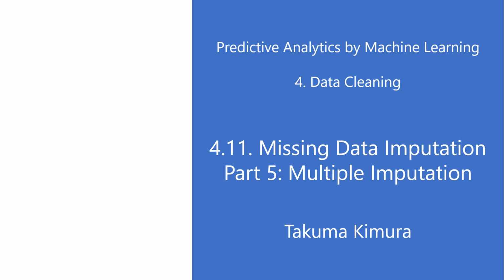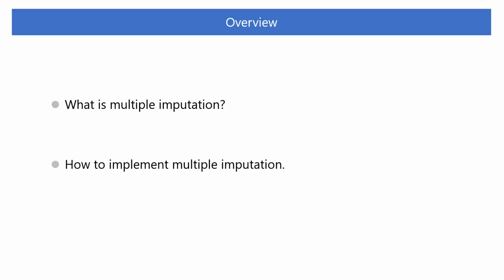Chapter 4, Section 11, Missing Data Imputation, Part 5, Multiple Imputation. In the previous sections, I introduced simple imputation, KNN imputation, and regression imputation. In this section, I will introduce a more advanced method, multiple imputation. It considers and deals with the uncertainty associated with imputing missing data with representative or estimated values.